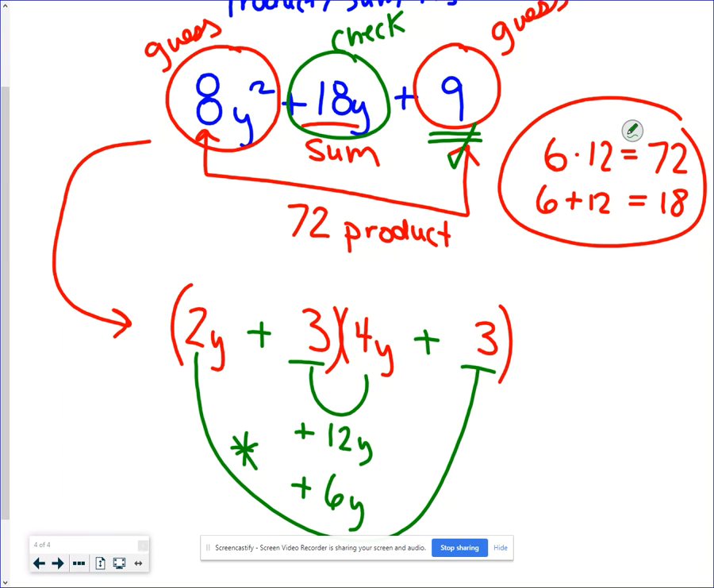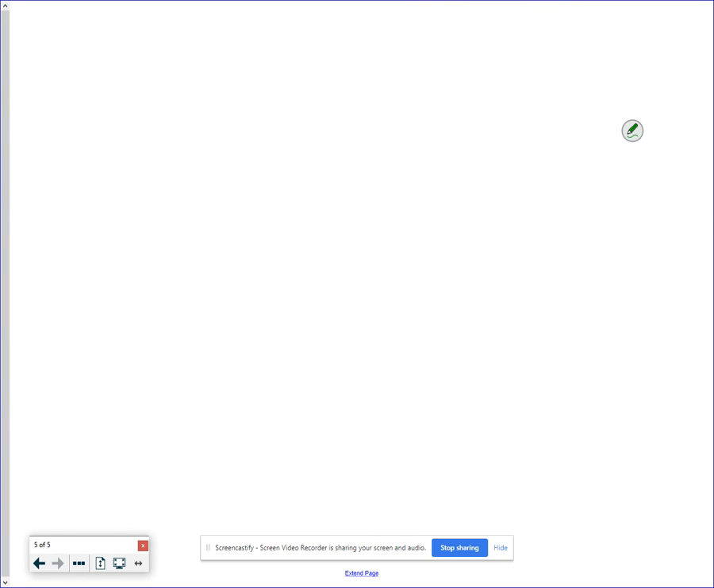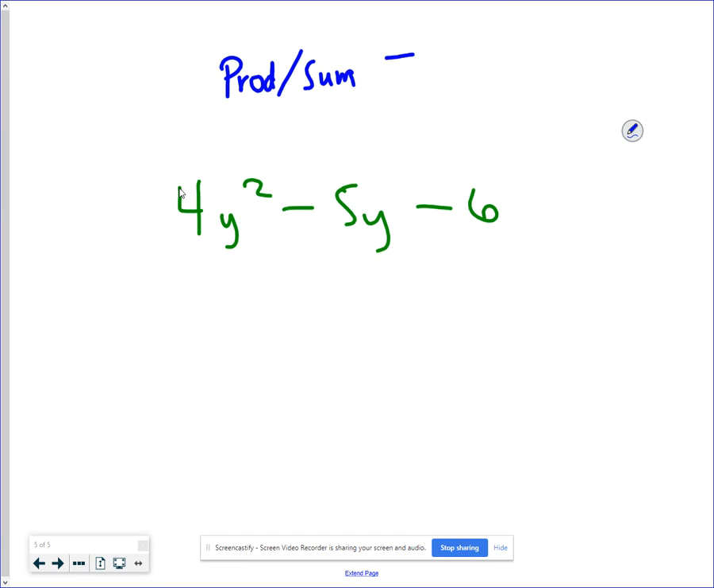All right, so let's try another one. Let's go 4y squared minus 5y minus 6. So again, first step is to look for a GCF. It is not a greatest common factor. So now, how many terms do I got? 3 of them. I want to see if it factors first. So the first thing I do is the product sum test. Let's see if I can factor it. If it fails this test, you can't factor it, it's prime.